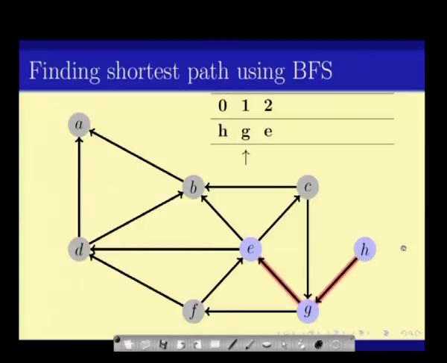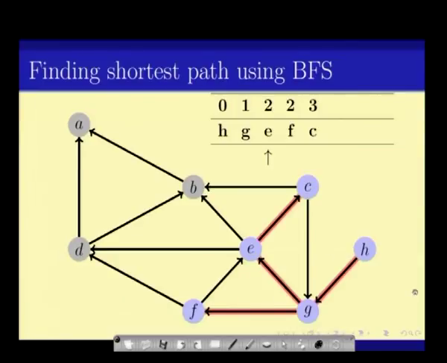Now, G looks at its other neighbor, which is F, and same thing, F is being approached from G. So, I will note the distance of F from H as 2. Now, let us look at the vertex E. Vertex E has 3 neighbors: C, B and D. So, look at C, and I write its distance as 3 because it is the distance of E plus 1, which is 3.